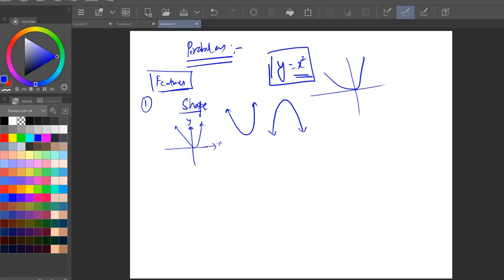So it is going up, basically. The mouth is facing up towards the positive side of y, right? Now the other shape is something like this. It goes towards the negative side of y.